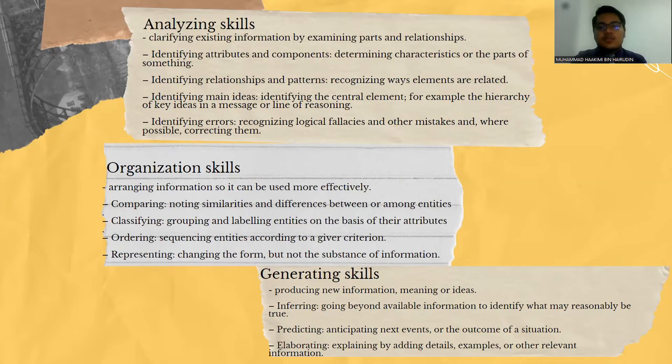The sixth point is generating skills, by producing new information, meanings, or ideas. And we infer by going beyond available information to identify what may reasonably be true. And we predict by anticipating the next events or the outcome of a situation. And the last one is elaborating, by adding details, examples, or other relevant information.